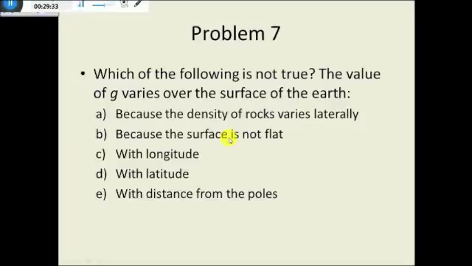Something to keep in mind though, which complicates things a bit: going east to west, you're still going over different rock types. So it's the rock types causing a change in density. It's not the fact that you're going east to west. So this is your one here. Longitude doesn't affect G, doesn't affect gravity.